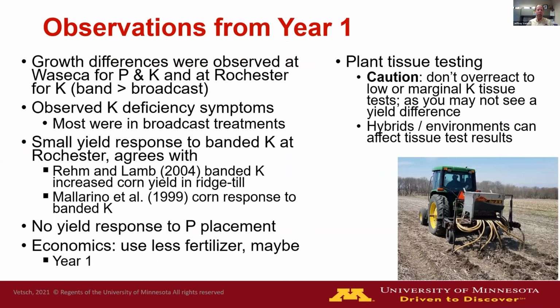So our observations, to summarize: we did see growth differences. They were observed at Waseca for both phosphorus and potassium, and at Rochester for potassium. And when we did, the band was always better than broadcast. We observed K deficiency symptoms. Most were in the broadcast treatments. We had a small yield response to banded K at Rochester, which agrees with previous research. We did not find a yield response to seed placement in either location.